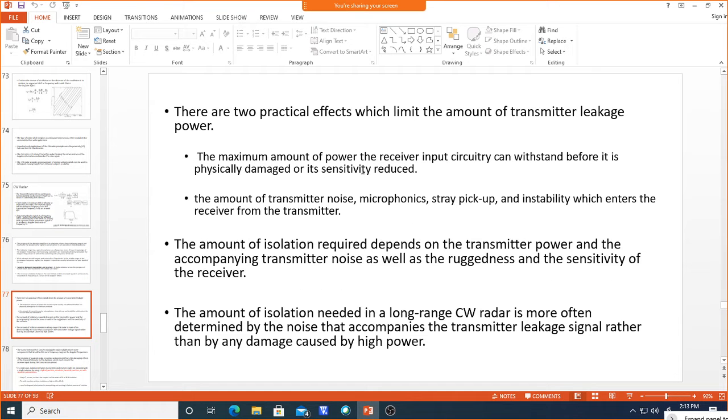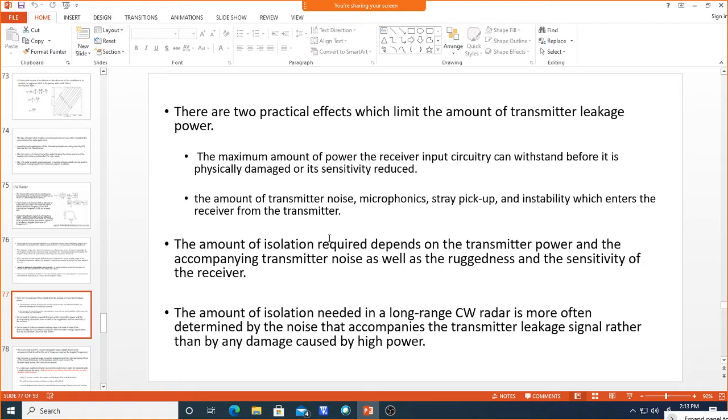So that's why there is a maximum amount of power the receiver input circuitry can withstand before it is physically damaged and its sensitivity is reduced. This transmitter leakage which leaks to the receiver will generally damage the receiver, and it will also reduce the sensitivity. There is also the amount of transmitter noise, other instability, microphonic noise, and stray pickup, that is, noise picked up along with the echo signal. All this noise we need to take care of before amplifying the signal. We need to filter those noises properly and then amplify the received signal.